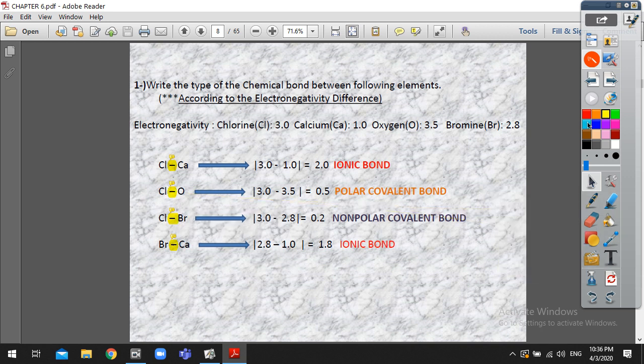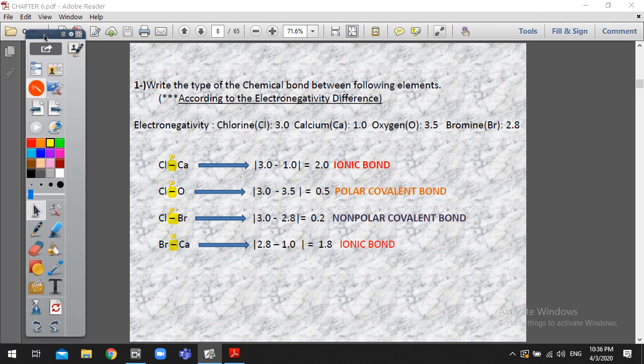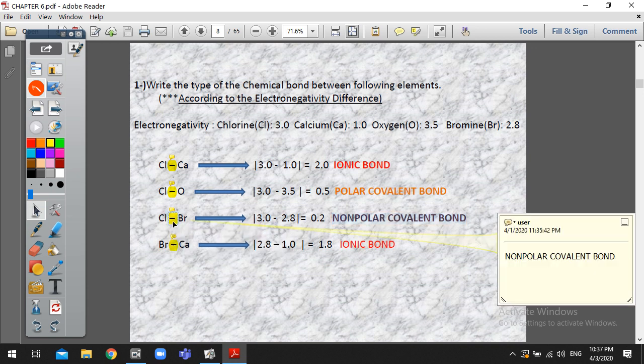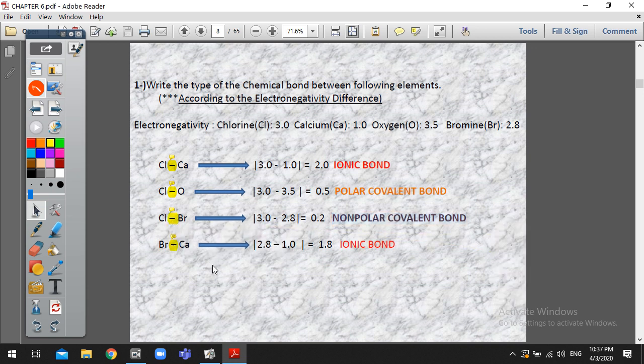What about a nonpolar covalent bond? Here, chlorine is 3.0 and bromine is 2.8. The difference is very low. It means lower than 0.3, so we can call it a nonpolar covalent bond. So between chlorine and bromine, the bond is called a nonpolar covalent bond.